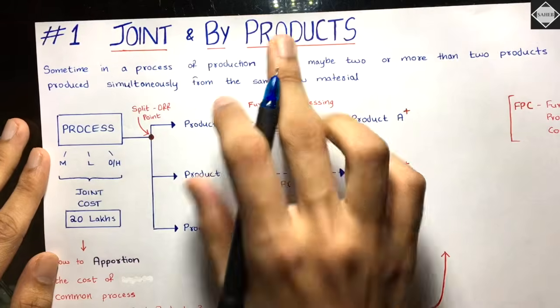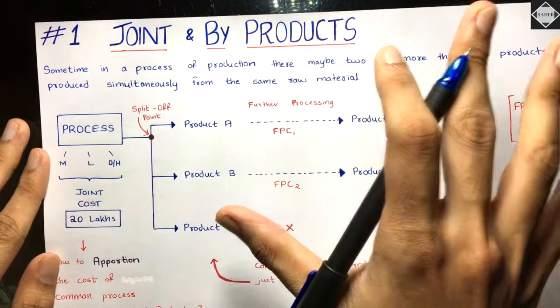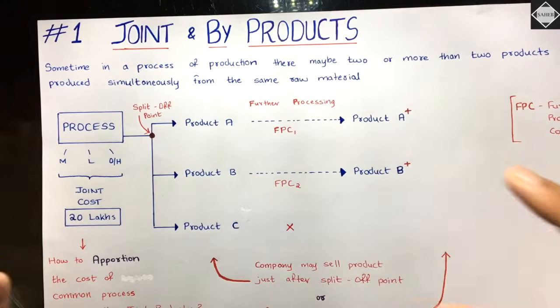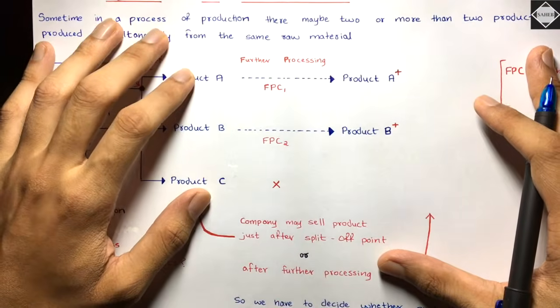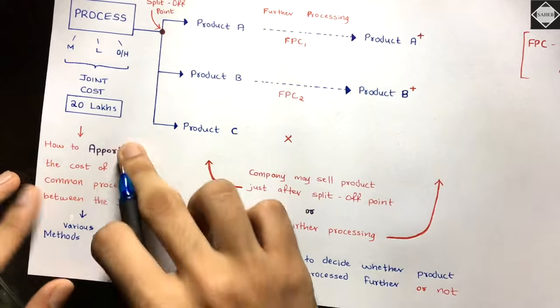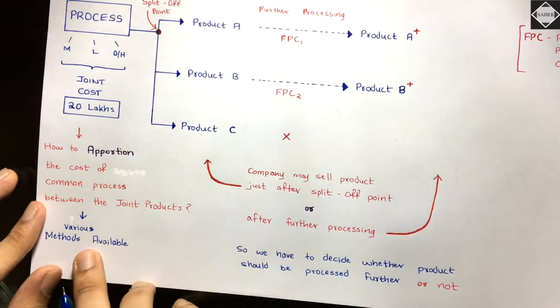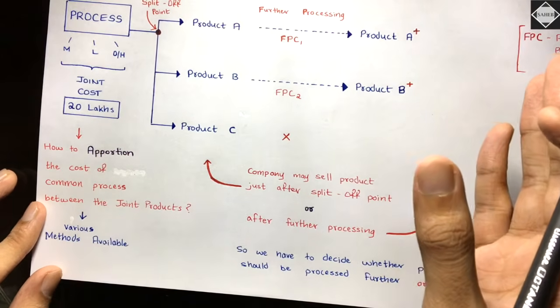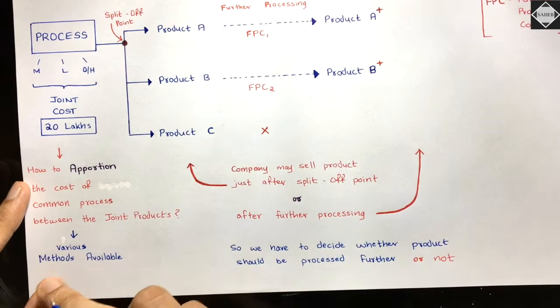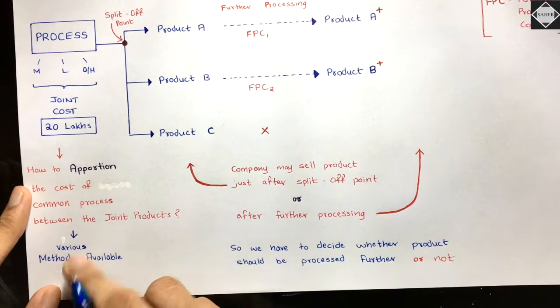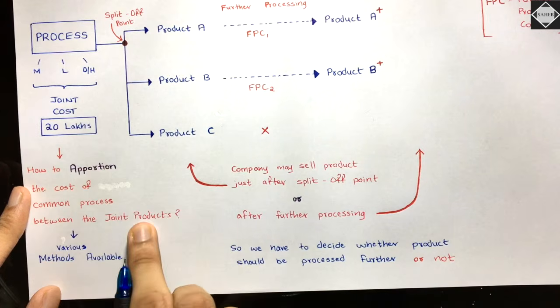And then there is treatment of byproducts, which will have a separate video for that and understand that. We'll not combine everything and mess up. First we'll understand only about the joint products. We'll see the methods, how to apportion the cost of common process between the joint products, all the methods, and then at last we will cover the byproducts. So now let's just go into the various methods available of apportioning the joint cost to the joint products.